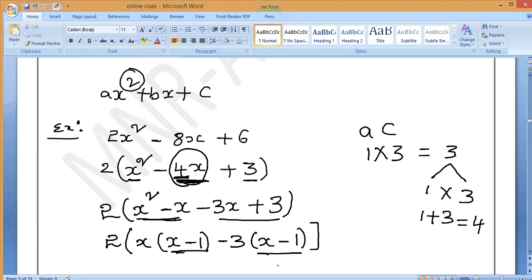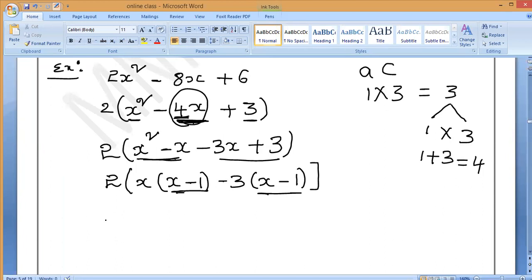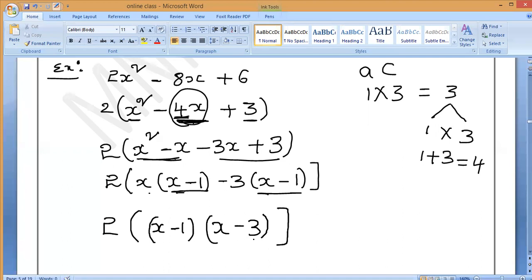Understood? Yes, ma'am. x minus 1 is the common. Here, x minus 3. This is x minus 1 into x minus 3. Here 2 is called the constant. Let k equal to 2. Here 1 and 3 are the zeros of the polynomial. Understood?